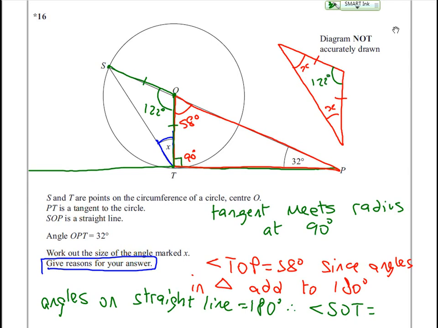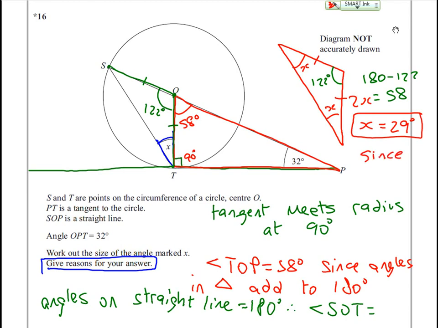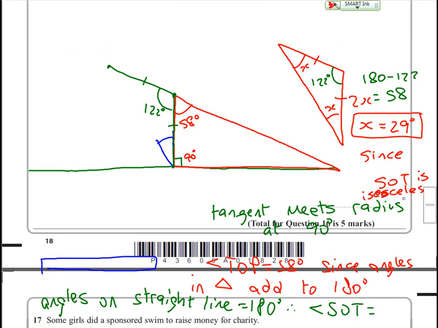We can do 180 take away 122, which gives you 58. Now 58 is for two of your angles, for two x's, so you need to divide by 2 and get the answer of 29 degrees, since SOT is isosceles. Isosceles. Okay? And that's your answer. And that is for 5 marks.